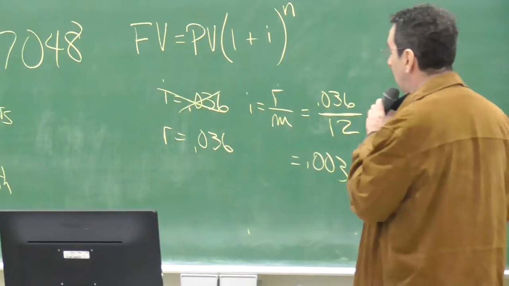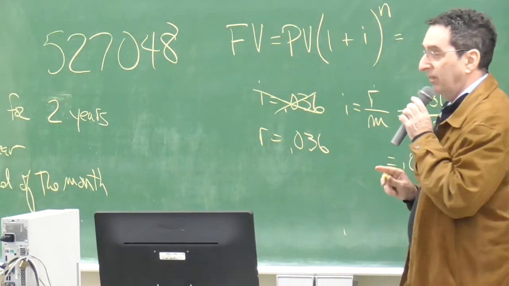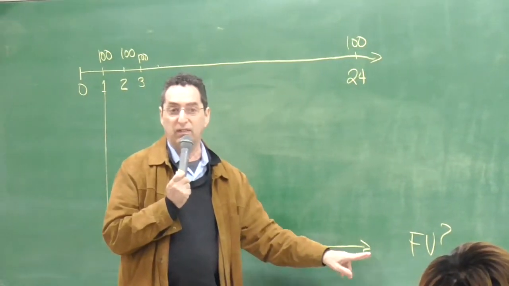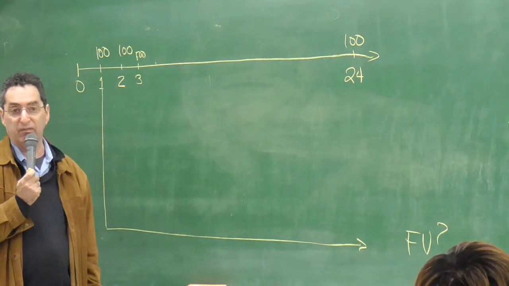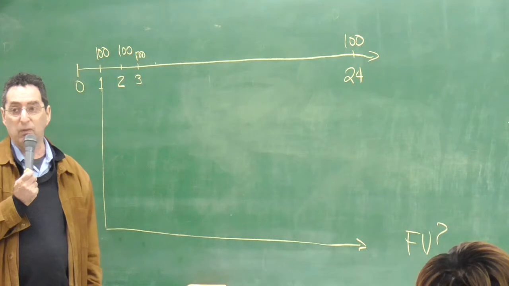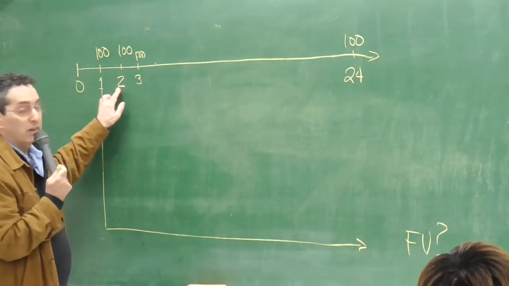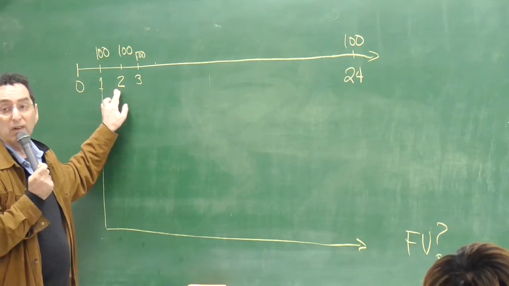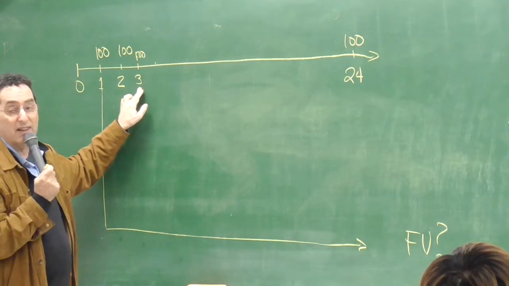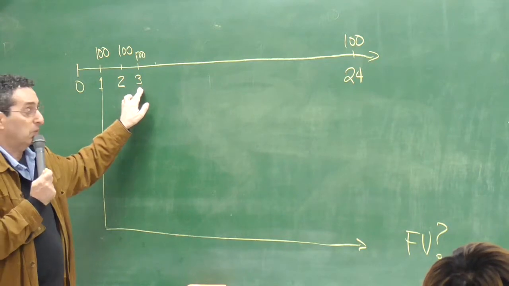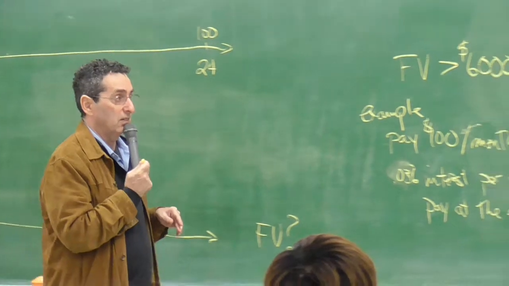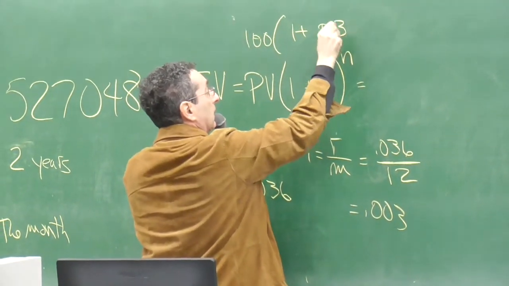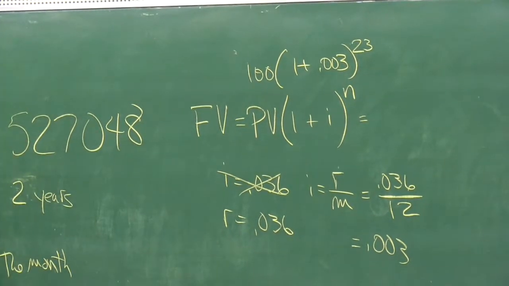Okay, does everyone get that? So how much is that worth then? How much is this $100 going to be worth at this point? So how many times do we compound it? Not 24, 24 minus 1. From here to here is the first time we put it in, so it doesn't get compounded till here. It's not 3, this is the second compounding period, so it's 3 minus 1 is 2. So 24 is going to be 23 compounding periods. So we get 100 times 1 plus 0.003 to the 23rd. Everyone agree with that?